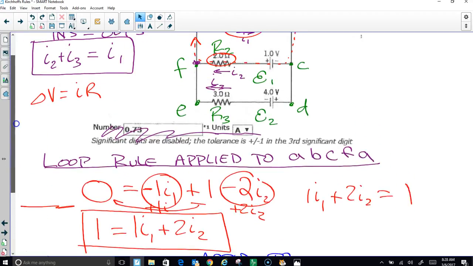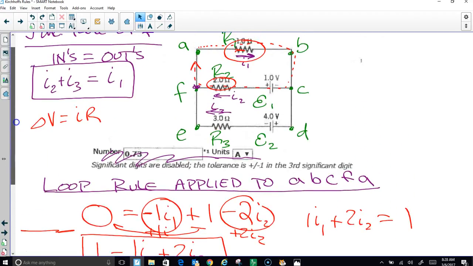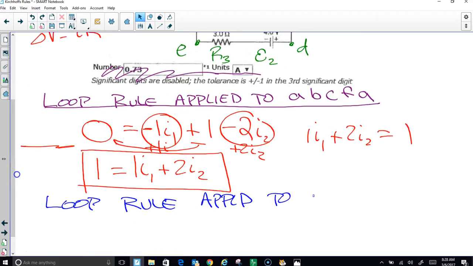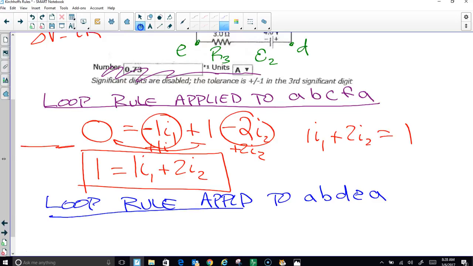All right. So that would be A, B, D, E, A. I won't write them all because it'll be clear. So A, B, D, E, A. Whole loop.